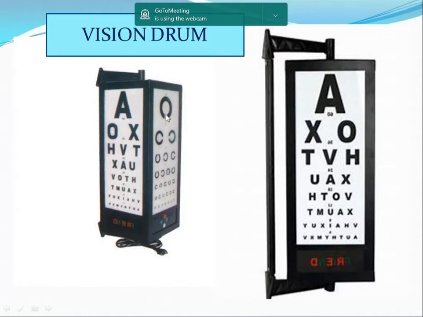See, this is called a C chart or Landolt's chart. Behind this will be the E chart, and here there are alphabets, English alphabets. Sometimes there will be numbers. So the entire vision drum will have Snellen's chart. All these are Snellen's test types only.